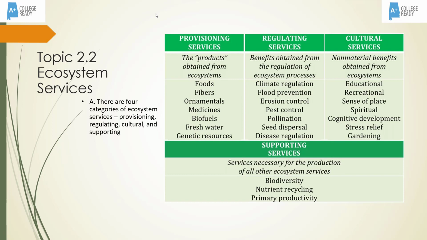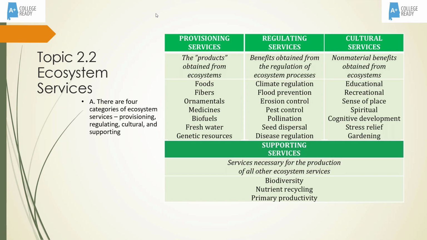But on those provisioning services, foods, the materials for fibers, whether it be building houses or making clothes, the medicines, whether it be fuel. Biofuels are typically going to be corn or switchgrass, sugar cane, our fresh water, and then of course genetic resources for being able to have that pool of healthy genes to splice in if we need, if we've messed up the things that we're using for those things above it.